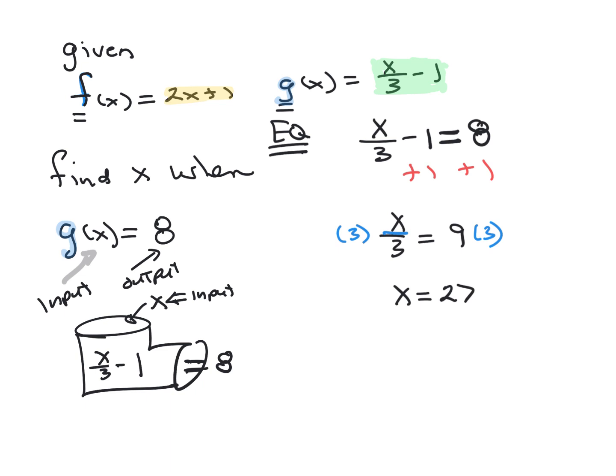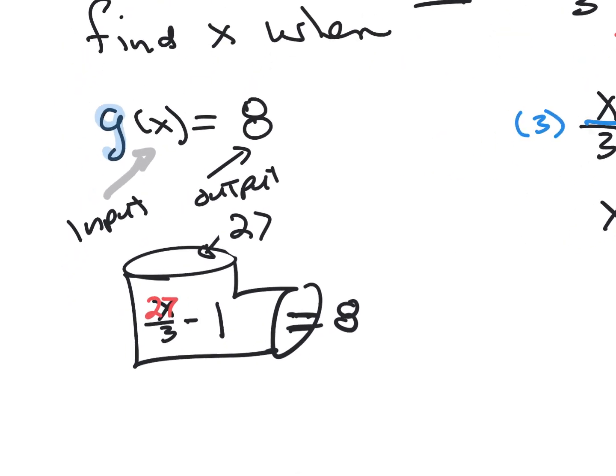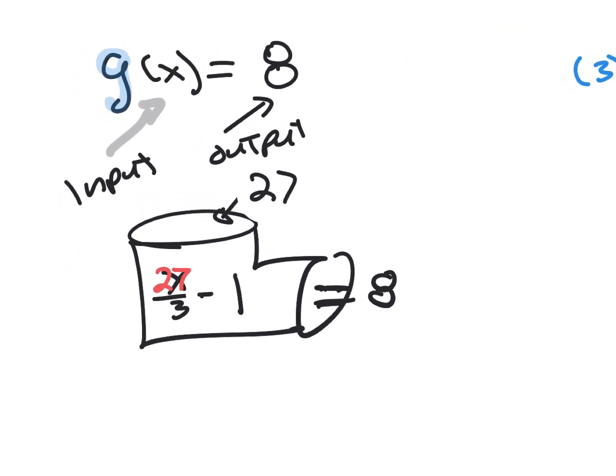So 27 is what you would have to put into the machine to get 8 out. And I can prove to you over here that if we plugged in 27 into the machine, doesn't that mean that 27 goes where the x used to be? And isn't 27 divided by 3, isn't that 9? And isn't 9 take away 1, doesn't that give you 8 when you get out? So I just proved to you that 27 going into the machine does indeed give me 8 out.